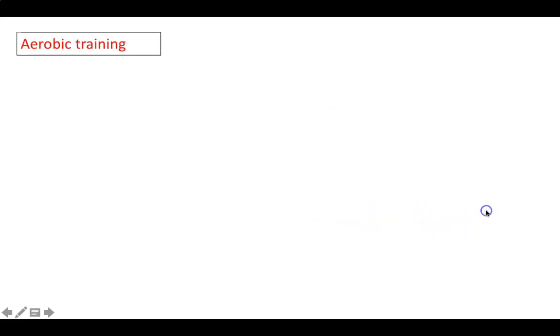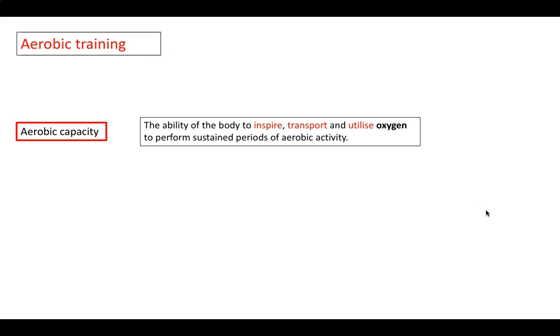So we're going to start with the definition of aerobic capacity. So what is aerobic capacity? It is the ability of the body to inspire, so breathing in, transport and utilize oxygen to perform sustained periods of aerobic activity. So that is the definition of aerobic capacity, and it is dependent on the efficiency of the respiratory system, the cardiovascular system, muscular system, and obviously it's one of the components of fitness, really good for endurance-based work such as long-distance running, triathlons, open water swimming, cross-country skiing.